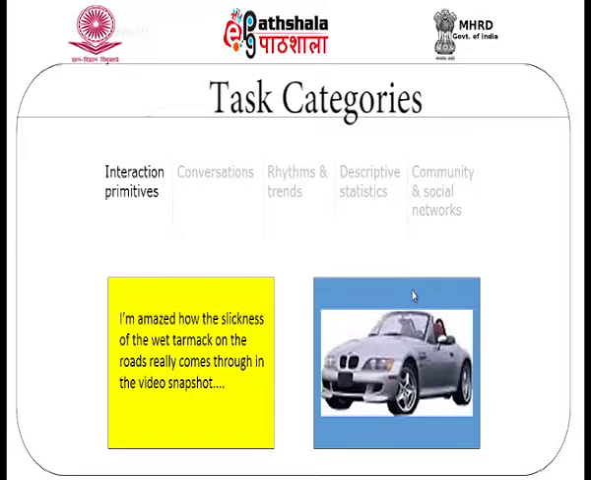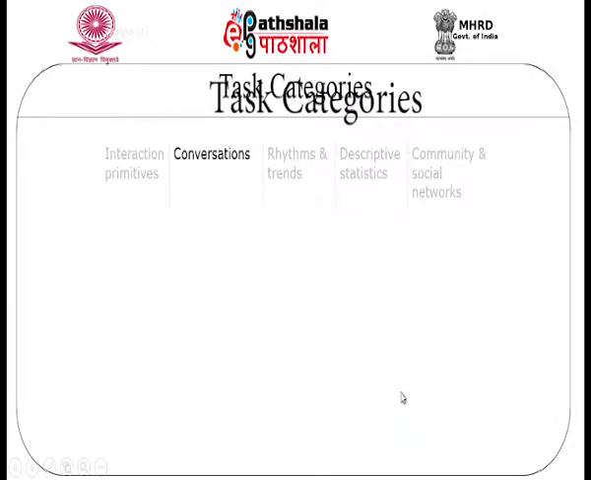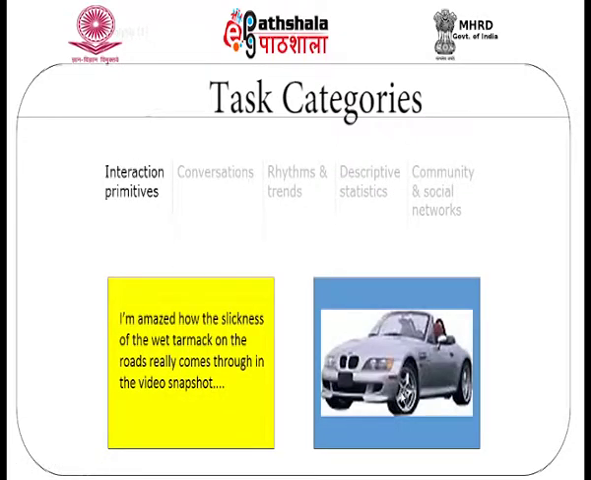The first one is the interaction primitive. An interaction primitive is one in which the user interacts with the data as such. This is an example where the user is sitting inside the car and says, I am amazed how the thickness of the wet tarmac on the road really comes through in the video snapshot. He is looking at the video and saying something in response to it. That is an example of an interaction primitive.